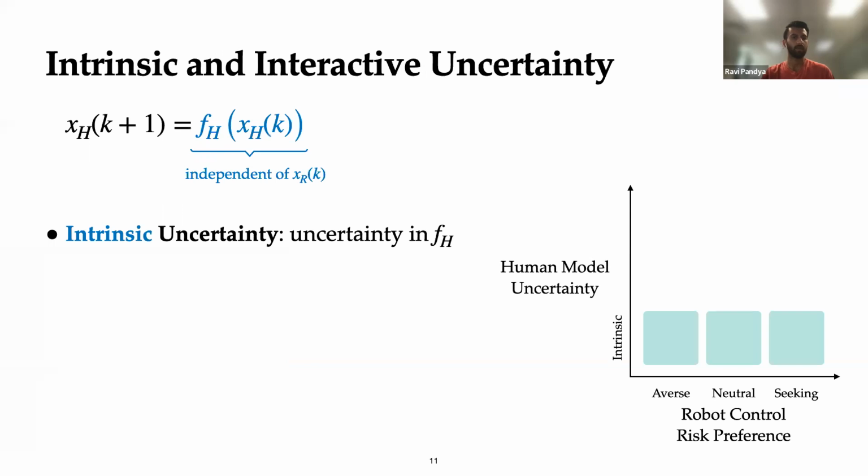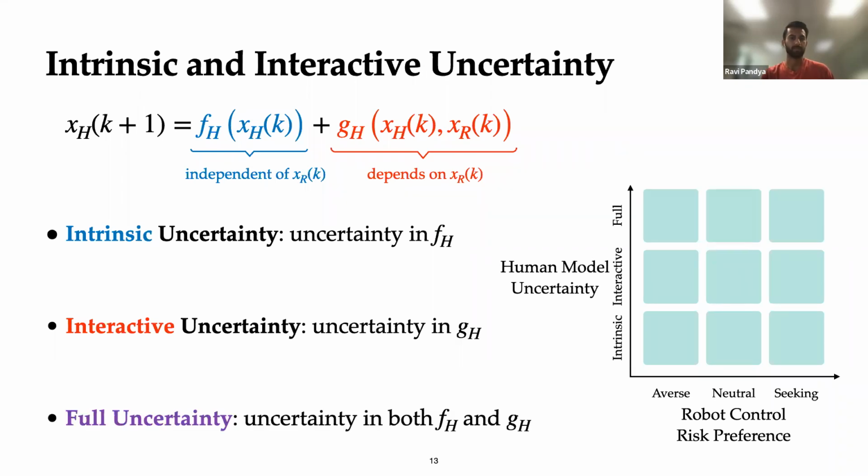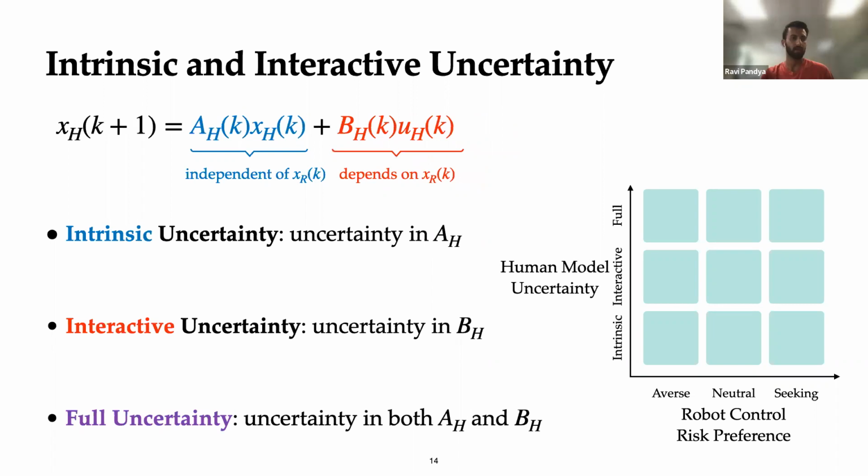We're also interested in understanding how these risk preferences are affected by the specific kind of uncertainty the robot has in its model. If it estimates the portion of the human's dynamics that only depends on the human's previous state, then we'll say the robot has intrinsic uncertainty. If it estimates the portion that depends on the robot's previous state, then we'll say this robot has interactive uncertainty. And finally, if the robot is estimating both, then it has full uncertainty. We explore how the robot learns under each of these three conditions for each of our three risk preferences, giving us these 9 different scenarios.